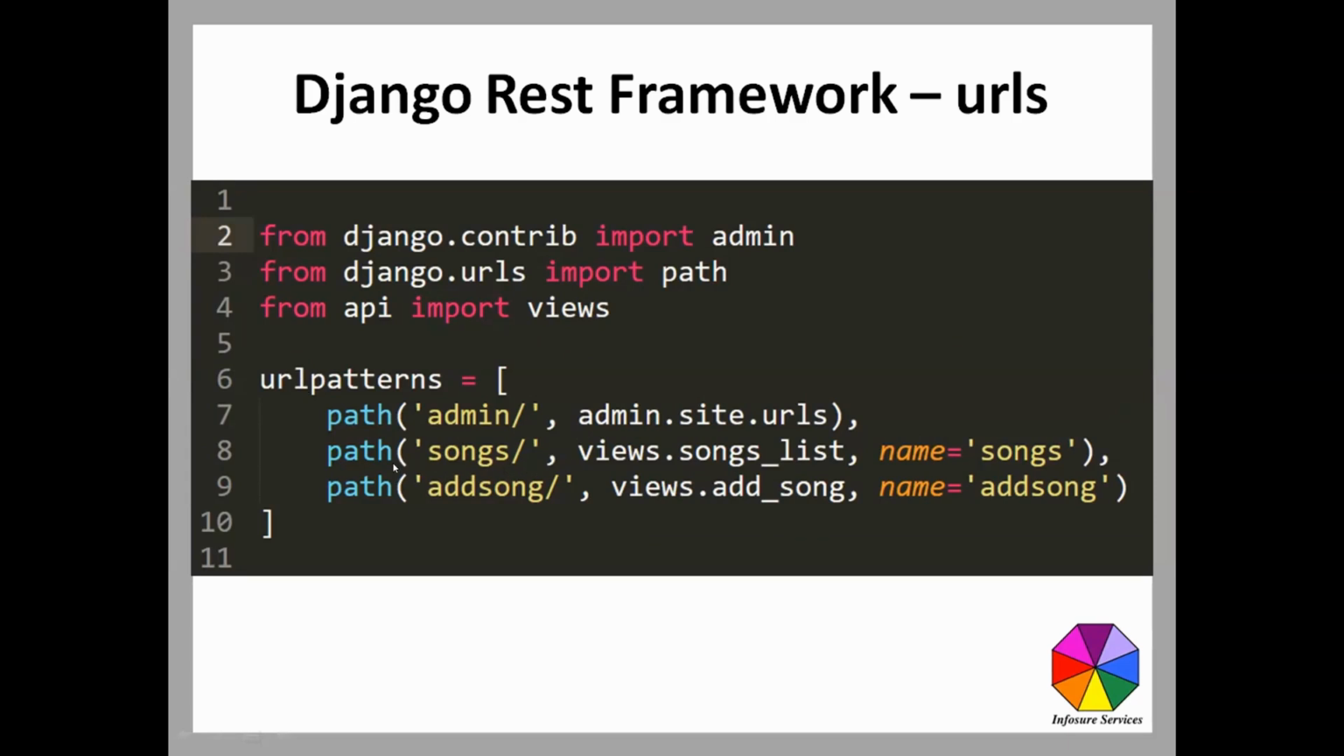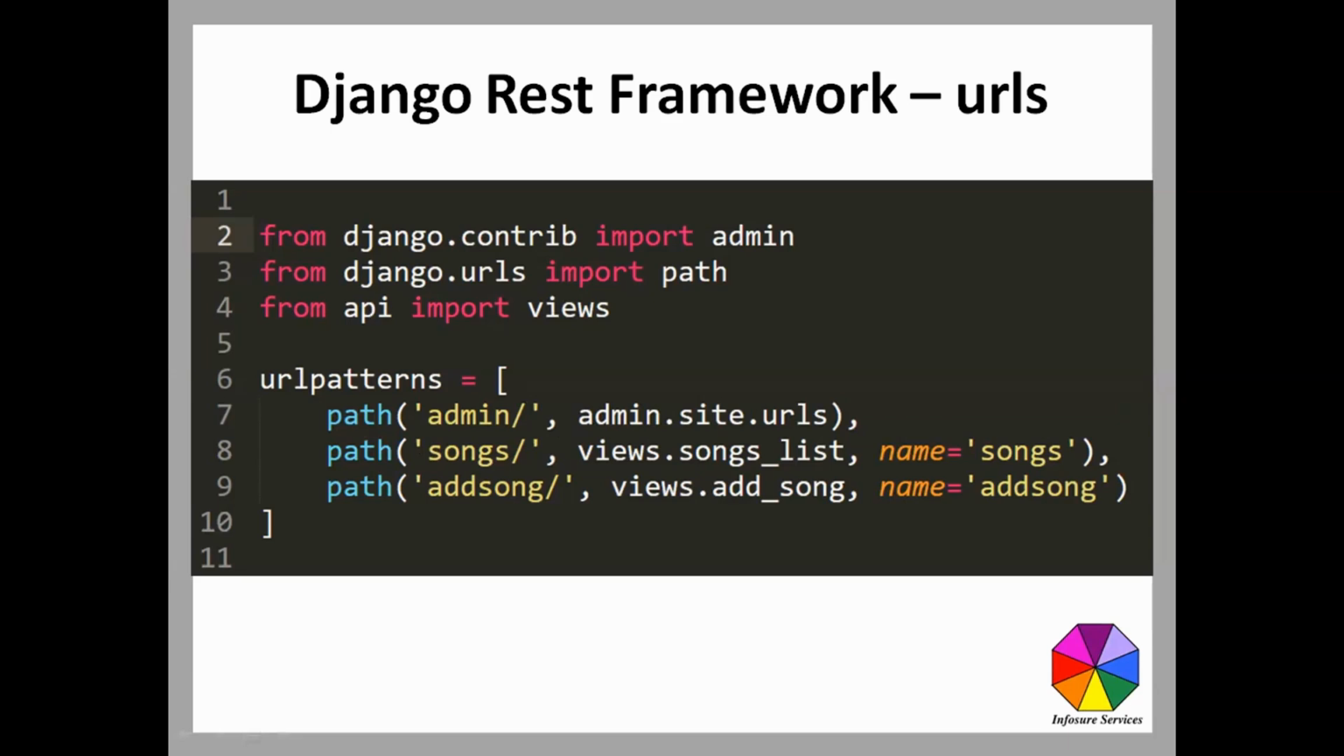Right. Come here. I can say path songs, views.songlist. Now here I can build this URL, or if I leave the quotes empty, my landing page will give all the songs. Okay. So for this, I built one API app.